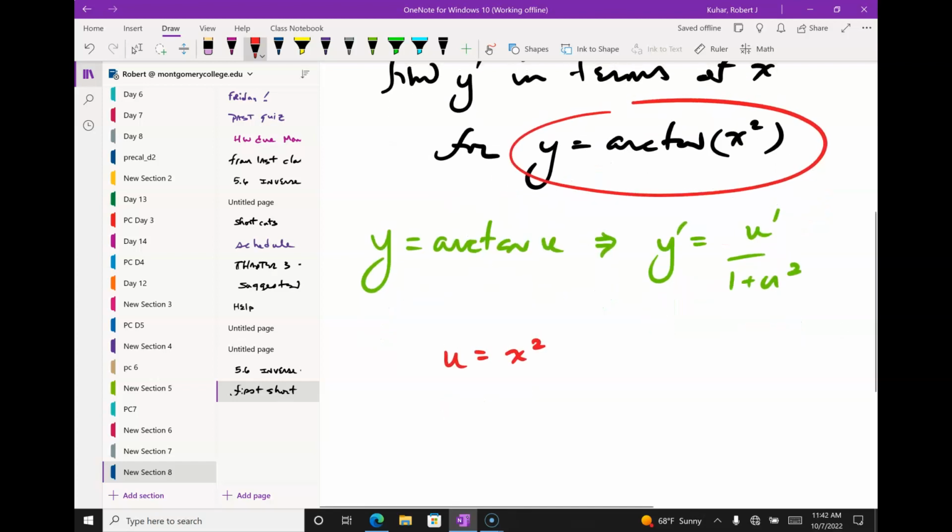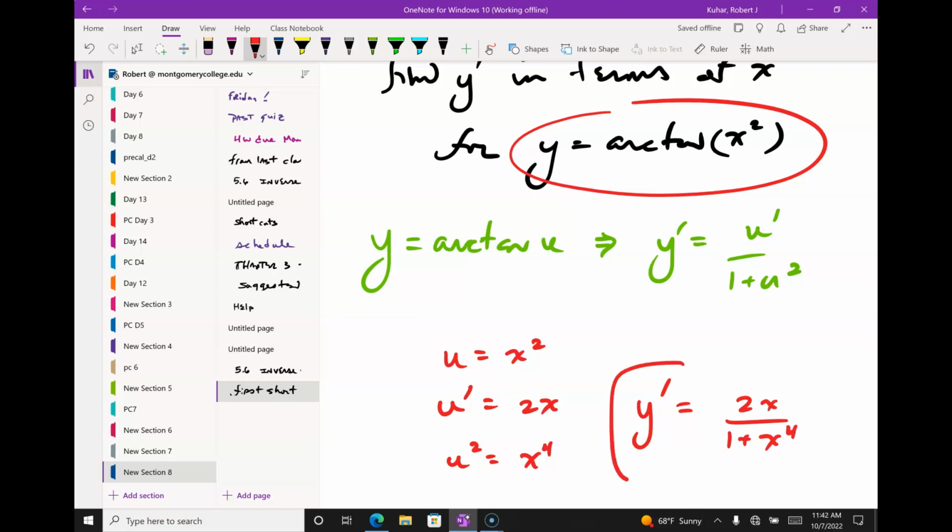X squared. And what's u prime? Oh, nice. I didn't have to do the voice. And what's u squared? X to the 4th, right? So now all I'm doing is plugging in here. So y prime is 2x over 1 plus x to the 4th. Done.